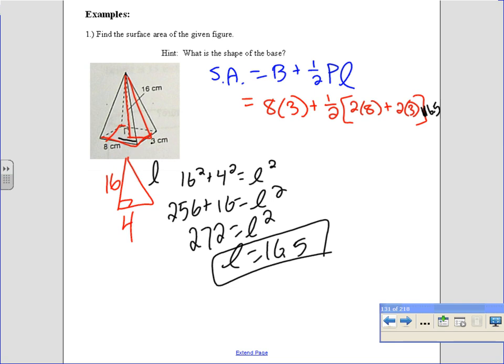We're only doing one more formula, so you guys should be okay. Okay, so let's simplify. 8 times 3 is 24. That part's easy. So I want you guys to be careful here. On this one, you need to do 2 times 8 first. So 16 plus 6 inside the brackets. Add that first, then multiply by 0.5, then multiply by 16.5.